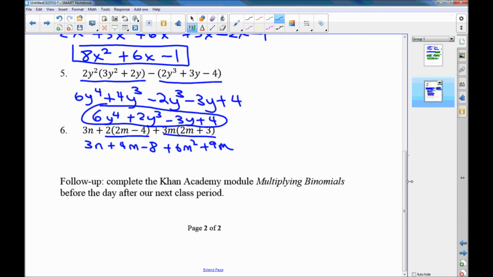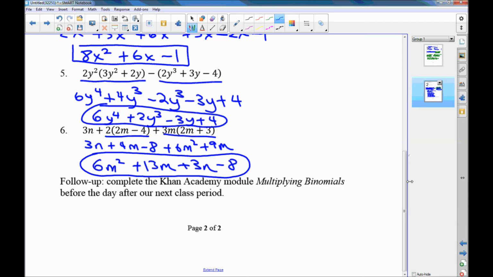And then you combine all your like terms. So the 6m squared comes down first. Okay. And then we have some m's and we have some n's. So I'll add up the m's because they come in the alphabet before n. So 4 plus 9 makes 13m. And then that 3n from the front, it doesn't have anybody, so we just stick it in there. And then we have minus 8. All right. So remember, m's and n's cannot be added together.